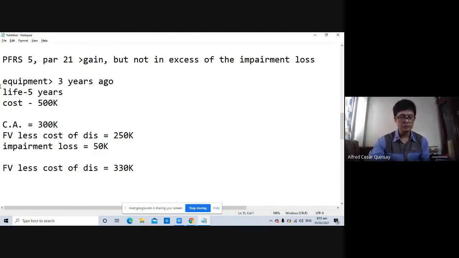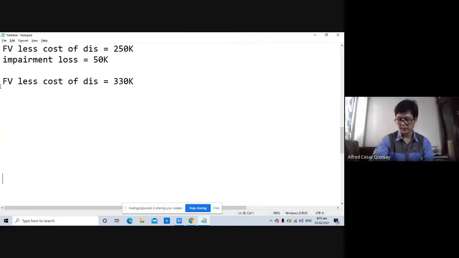Okay? Now, let's look at the illustration on page 676. So let's look at this. On January 1, 2020, an entity acquired an equipment at a cost of 5 million to be used in the ordinary course of business. The equipment has an estimated useful life of 10 years and a residual value of 500,000. So 5 million divided by 10, right?